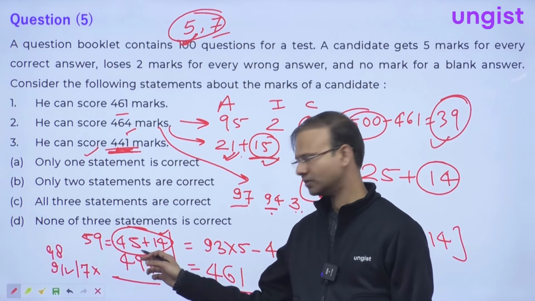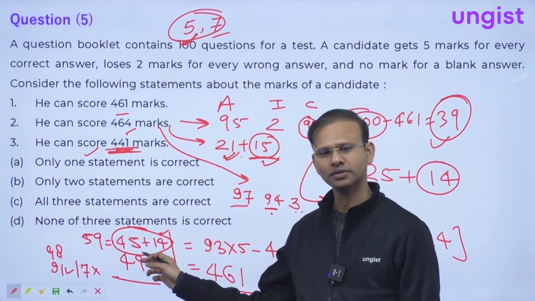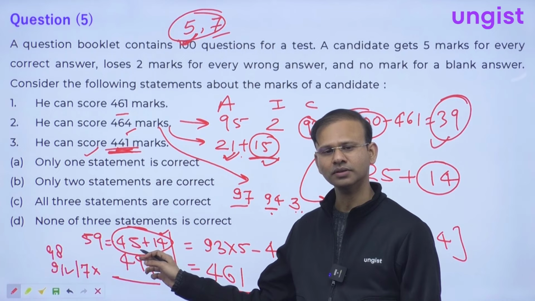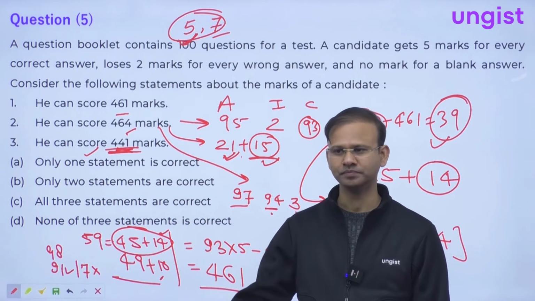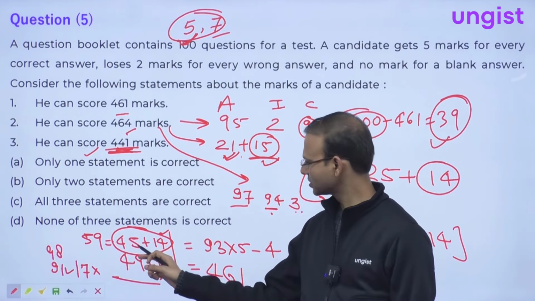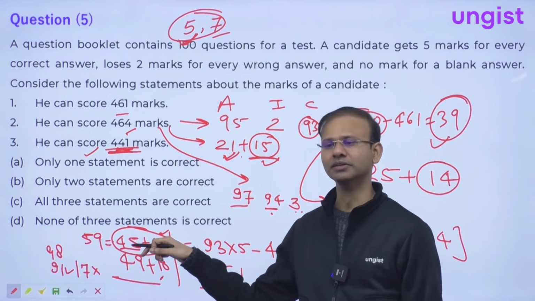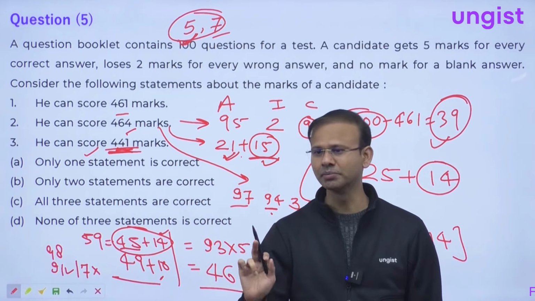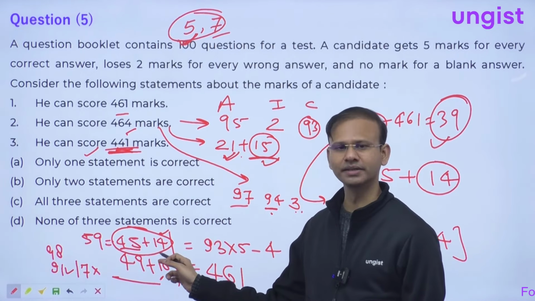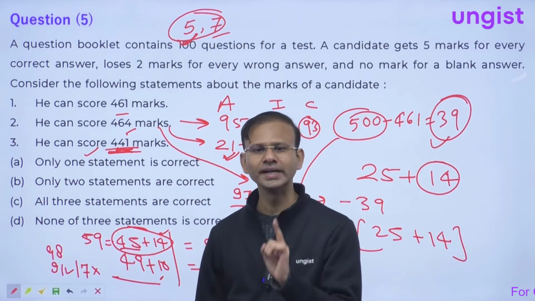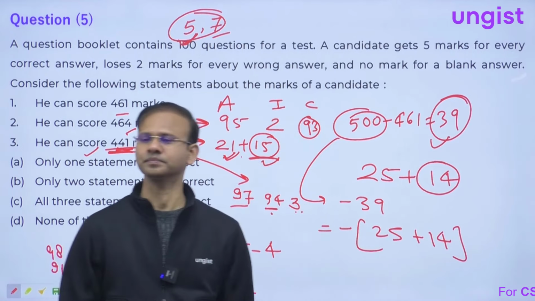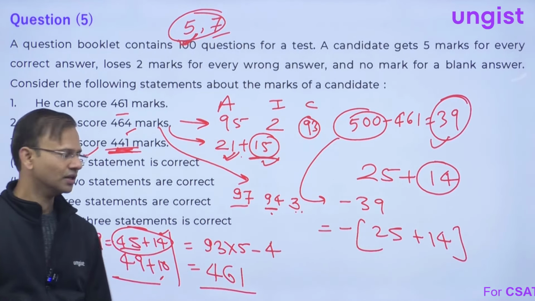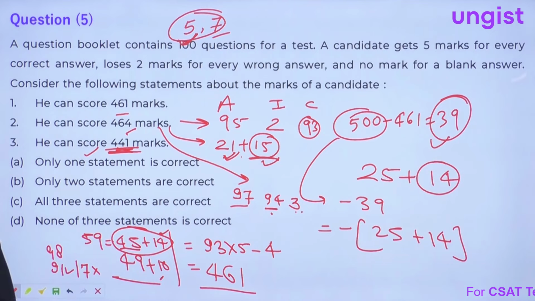How many attempted? 91 attempted. Why? Because 9 questions are unattempted. 91 attempted, out of that 2 are incorrect. So 91 attempted, 89 correct, 2 incorrect. Getting it, guys? So this score is also possible.